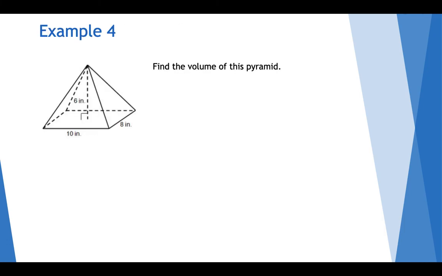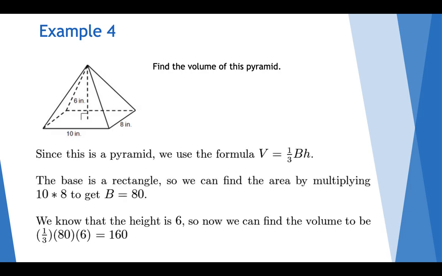So, finding the volume of this pyramid. Well, we know that since it's a pyramid, the formula is going to be 1/3 times the area of the base times height. Well, this base is a rectangle with length 10 inches and width 8 inches. So, the area of the rectangle is 10 times 8, which is 80. And now that we have the area of the base, which is 80, and the height, which is 6, we can plug it into the formula and get 1/3 times 80 times 6 equals 160. And that is the volume of the pyramid.